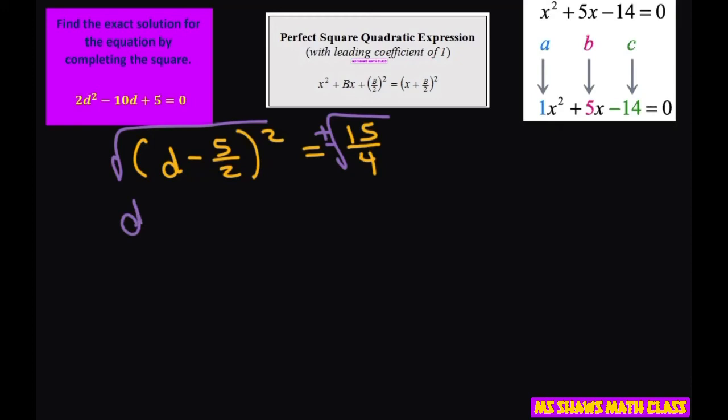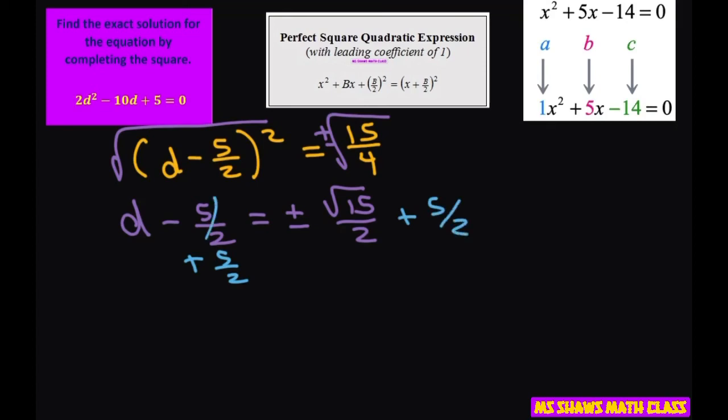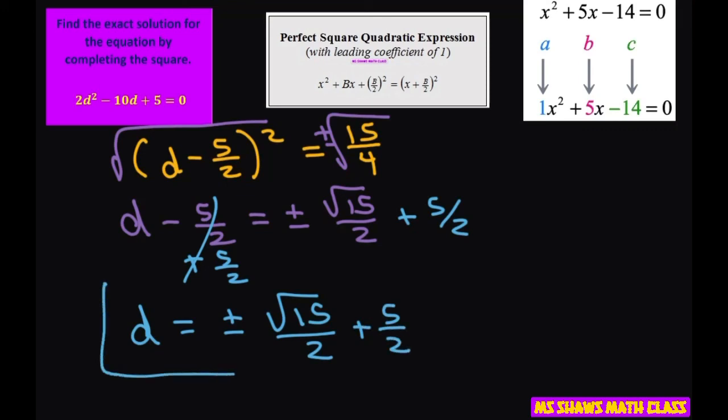So you get d minus 5 halves equals plus or minus square root of 15, and the square root of 4 is 2. Now all we have to do is add 5 halves to both sides. So we're going to just put that there. This is our zero property. So we get d equals plus or minus square root of 15 divided by 2 plus 5 halves. And that would basically be your final answer.